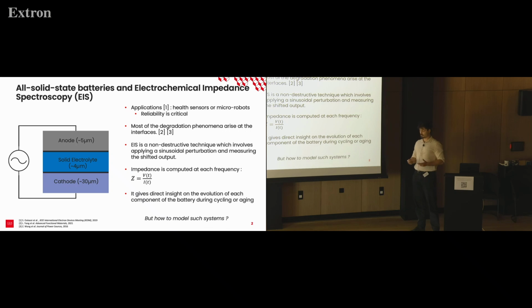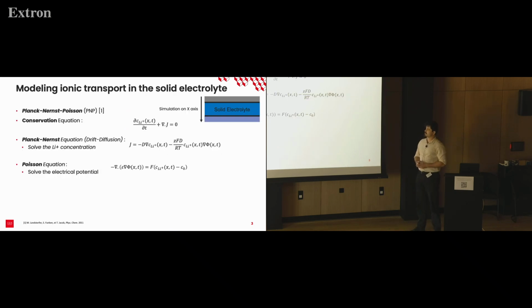But the first question is how to model a microbattery. In this work, I use the reference model, which is called the PNP model, or Poisson-Nernst-Planck model. We want to model the ionic flux in the electrolyte for the moment, so it will be on a 1D domain. And we use the conservation equation that you can see right here.